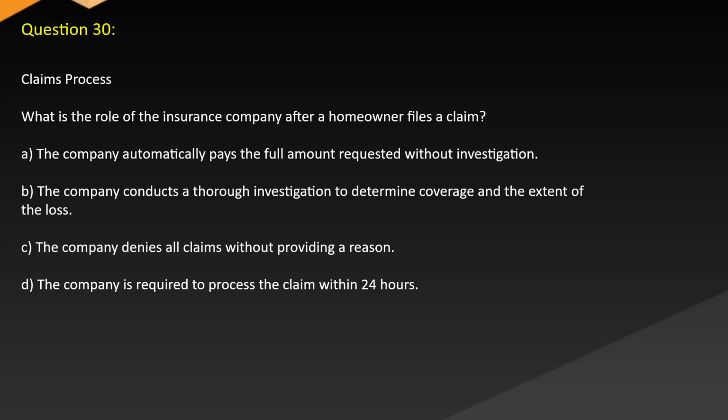Question 30. Claims process. What is the role of the insurance company after a homeowner files a claim? A. The company automatically pays the full amount requested without investigation. B. The company conducts a thorough investigation to determine coverage and the extent of the loss. C. The company denies all claims without providing a reason. D. The company is required to process the claim within 24 hours.